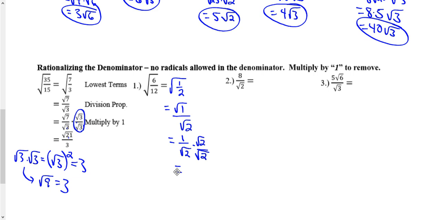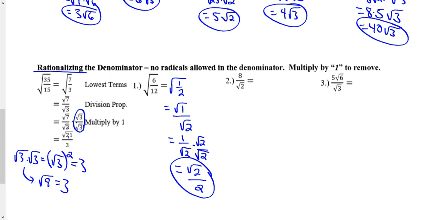What is 1 times the square root of 2? 1. 1 times the square root of 2 is the square root of 2 over what? 2. This is called rationalizing the denominator, because now we have a rational number in the denominator, in the bottom. Okay? Square root of 2 is irrational. We got rid of it. Did we change the value of this fraction at all? Because we only multiplied by what? 1. Particular form of it, right? All right.